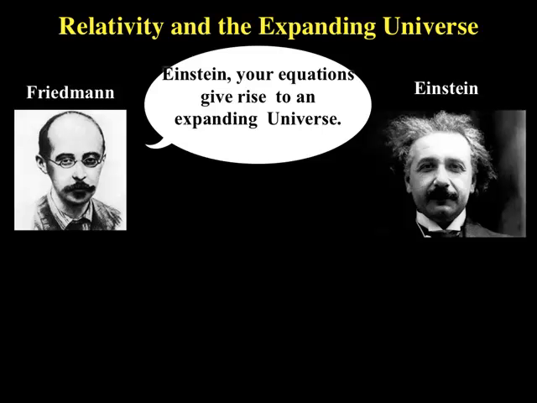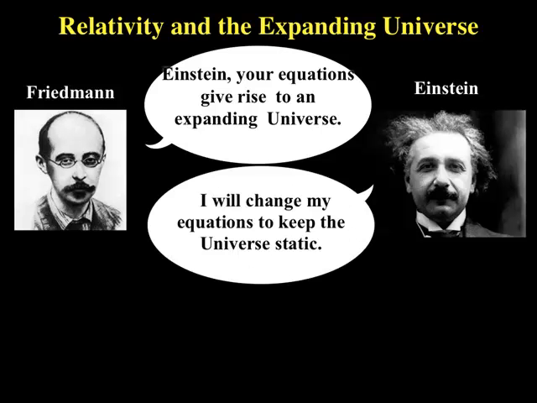Now, Einstein saw this, and he said to himself, well, that's crazy. The universe should not be expanding. That's just too weird even for me. And so he decided to change his equations. He added something like an anti-gravity term to his equations, which is now called the cosmological constant, to keep the universe from expanding.